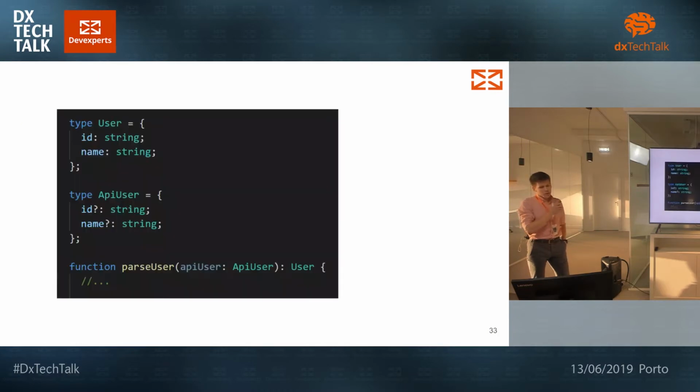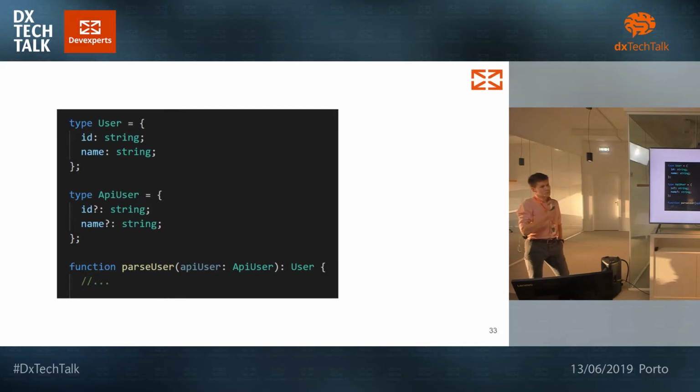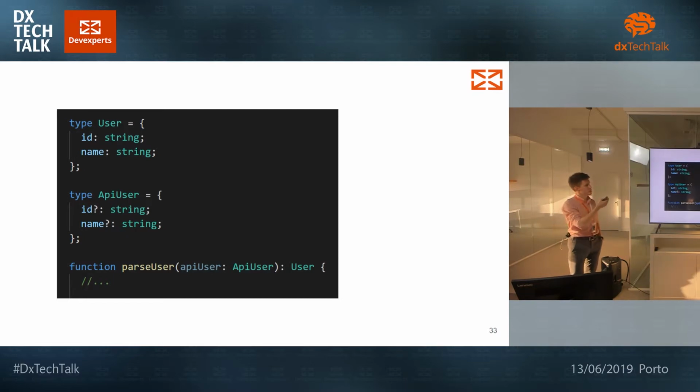But let's take a look at the following example. Again, we have our user type, but now we want to retrieve our user from backend. And we should not trust APIs. We should not trust backend because it may send you anything. So we should check everything. So we have another type, API user, with all the fields made nullable. This question mark means field can be absent. So it's basically the alias for string or undefined.